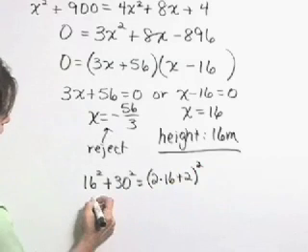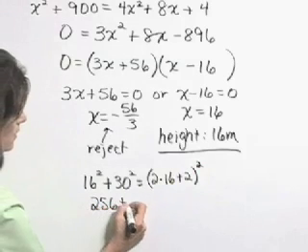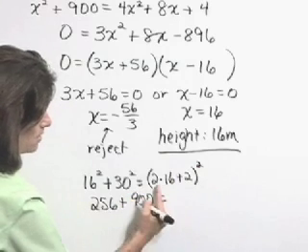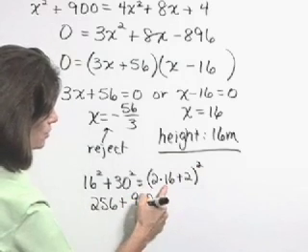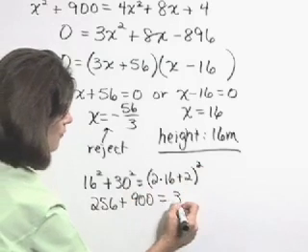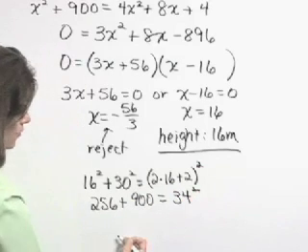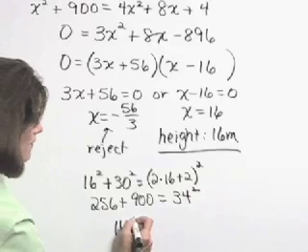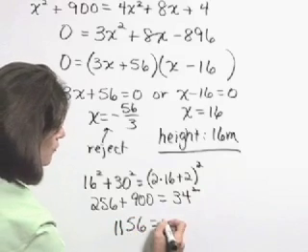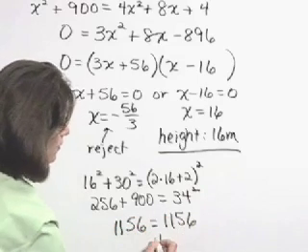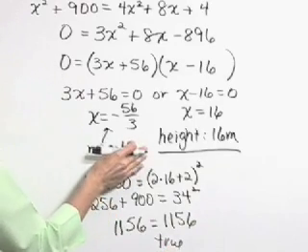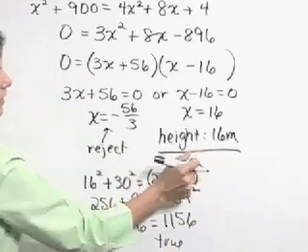Well, 16 squared is 256. 30 squared, that's 900. 2 times 16, 32. Plus 2 is 34. Square it. 256 and 900 is 1156. 34 squared is 1156 also. This is a true statement. Therefore, the height of this tower is 16 meters.